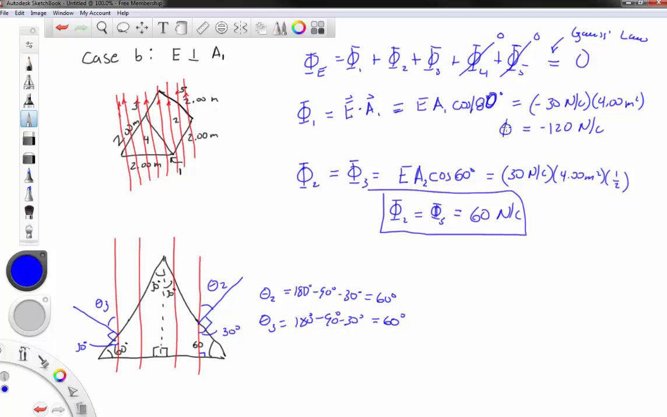So we've solved for phi 1, phi 2, and phi 3. So let's verify Gauss's law. Phi 1 is minus 120, plus 60 is still negative 60, plus another 60 is 0. So Gauss's law is confirmed again.